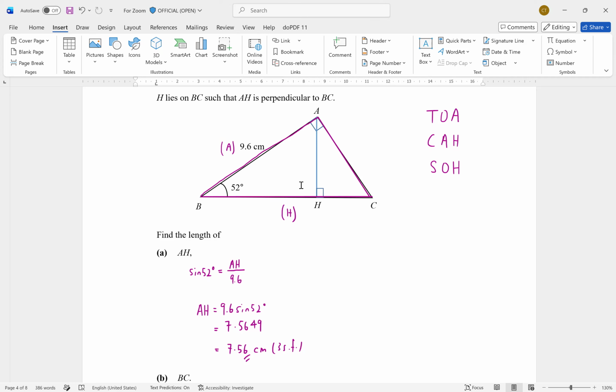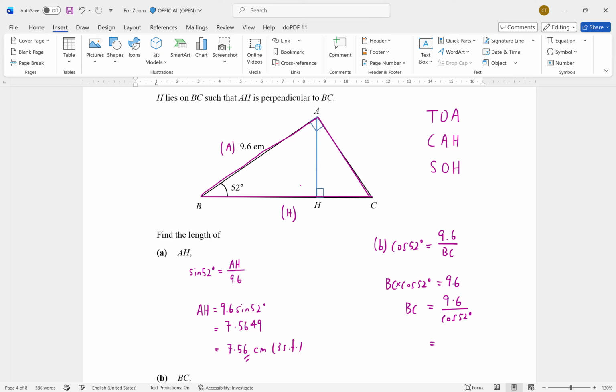Maybe I'll write the working for part B over here. So now we will use cosine. So cosine 52 degrees is A over H, so 9.6 over BC. Now on the right we have divide by BC. So if we bring BC to the other side, it will be like that. BC times cosine 52 is equal to 9.6. And now we bring the cosine back down. Times on the left side, you go to the right side, becomes divide.